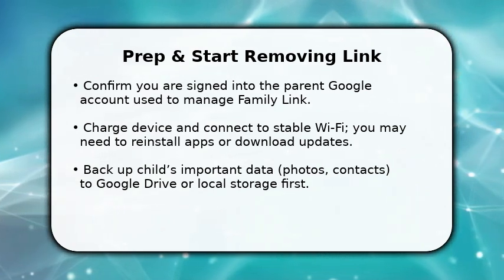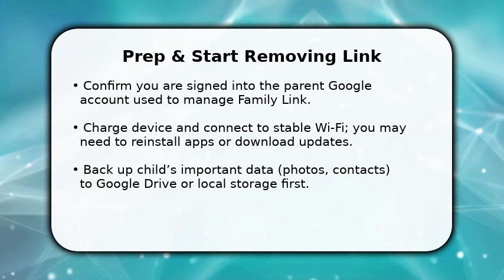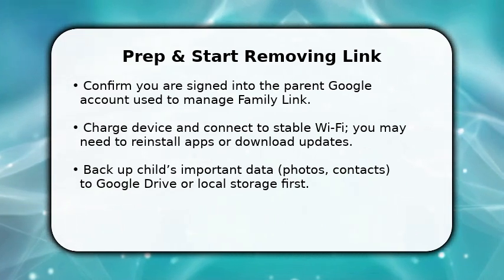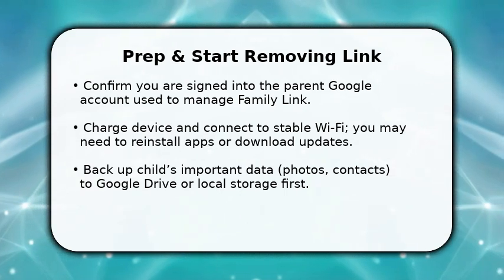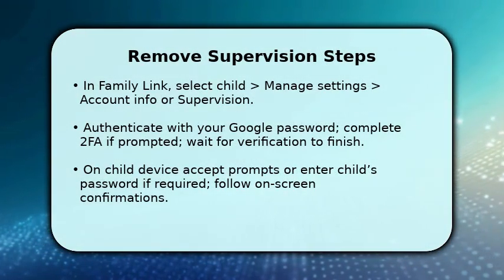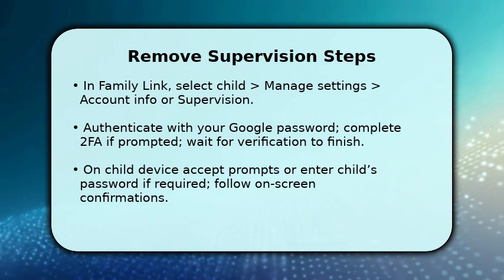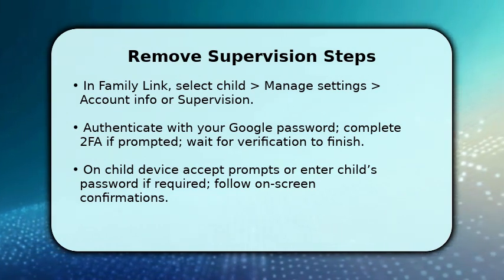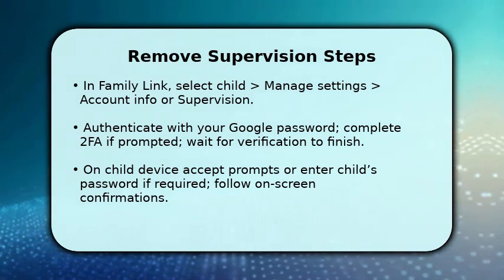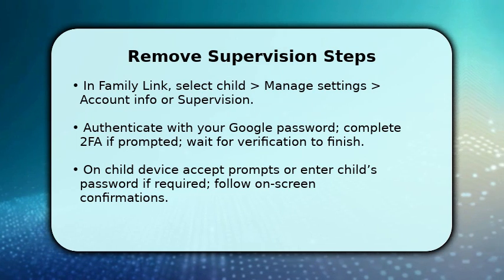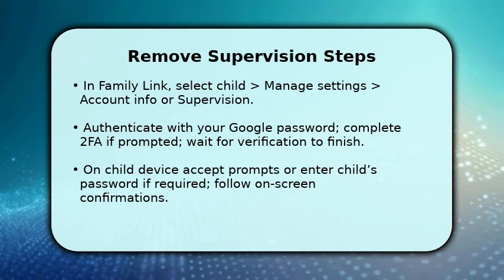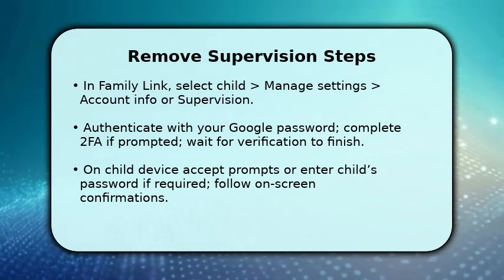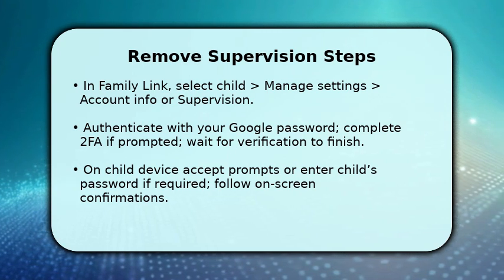Once done, open the Family Link app on your parent device and tap the child profile to begin the removal workflow. Now continue by selecting the child profile inside Family Link and tapping Manage Settings. Choose Account Info or Supervision and look for Remove or Stop Supervision. Google will require you to authenticate with the parent account password and often a two-step verification code. Provide that code and wait for the service to process the request.